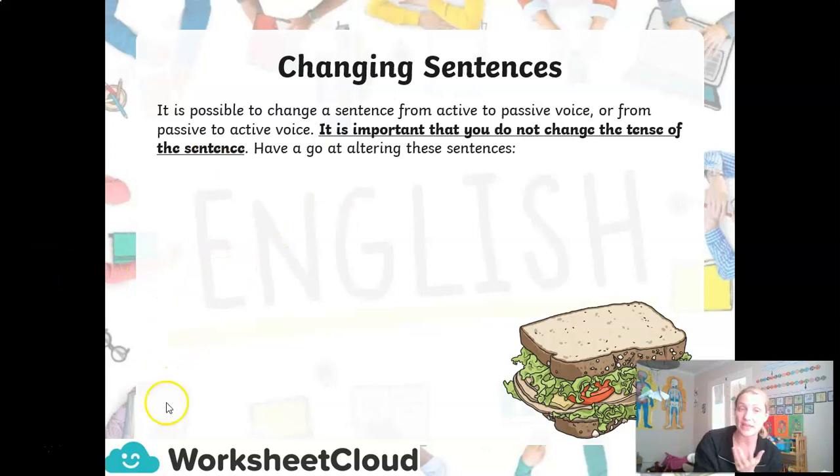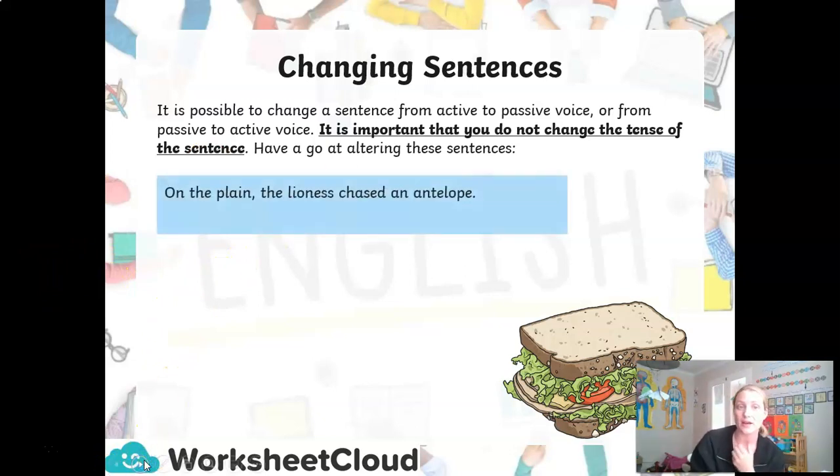Okay, so let me give you an example. Here: on the plain, the lioness chased an antelope. First of all, have a little look at that sentence and see if you can identify if it is in active or passive voice. Okay, it is an active voice sentence because I have the lioness, which is the subject, coming before the object, which is the antelope. So the lioness performs the chase, the lioness performs the verb, and the antelope is the one being chased, okay? So it's the object.